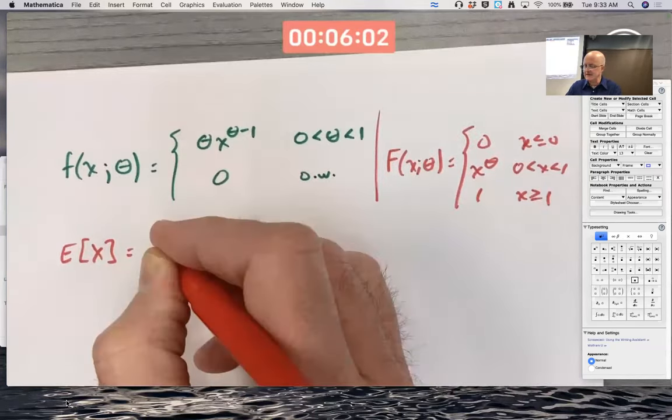So I did two steps there. I first divided both sides by x bar minus 1, and then I took the resulting fraction and multiplied the top and bottom by -1, so I don't have to worry about the negative sign on the top. So there's the method of moments estimator for theta.